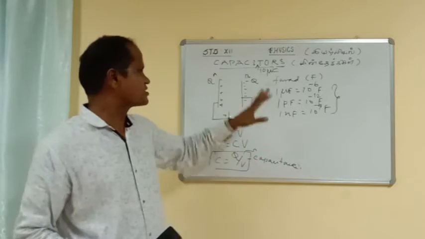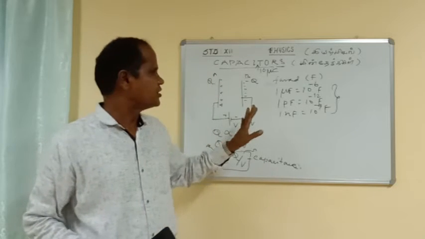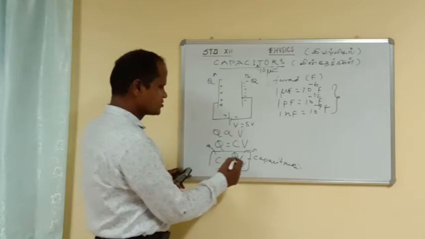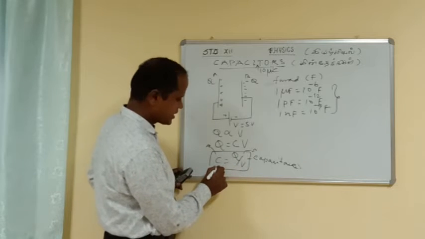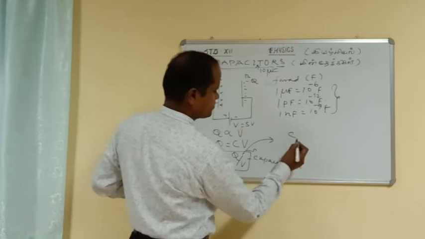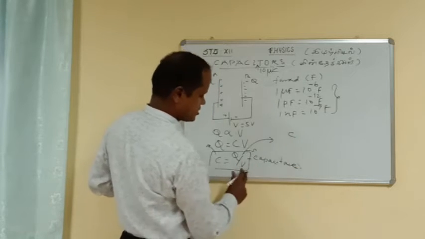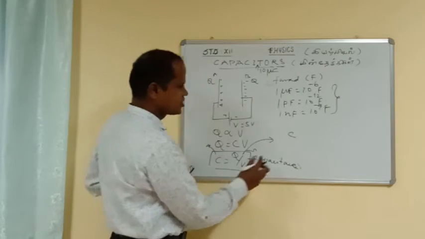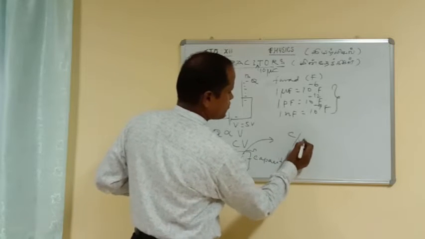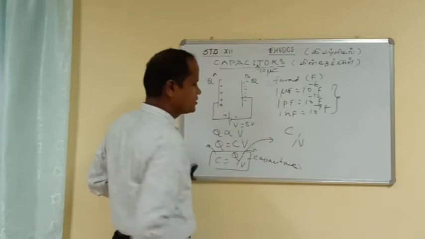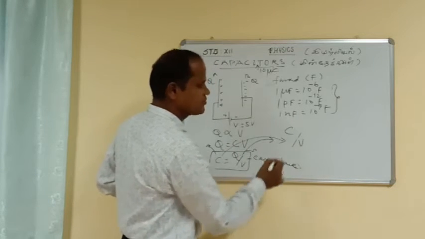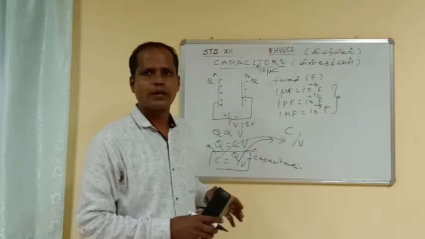Okay, so this is something about what a capacitor is. Then what is the principle of a capacitor? So here this unit is farad. For Q, the unit is coulomb, charge in coulomb. V is the potential, unit is volt. So we can write coulomb by volt, the unit of capacitance of a capacitor.